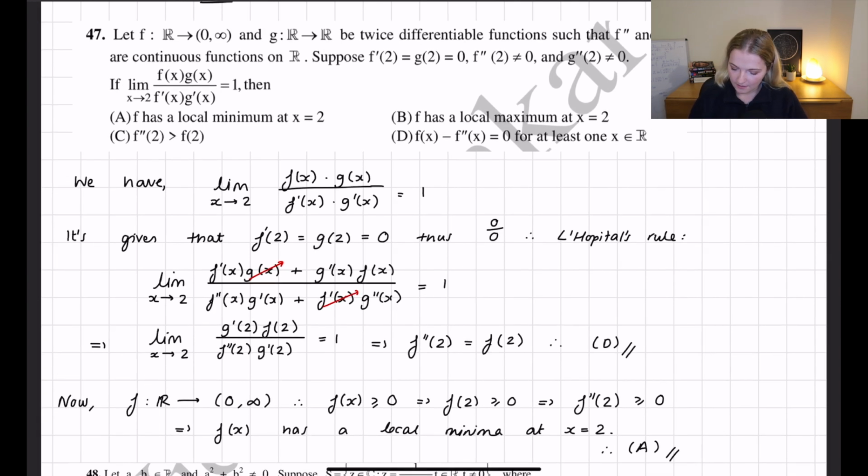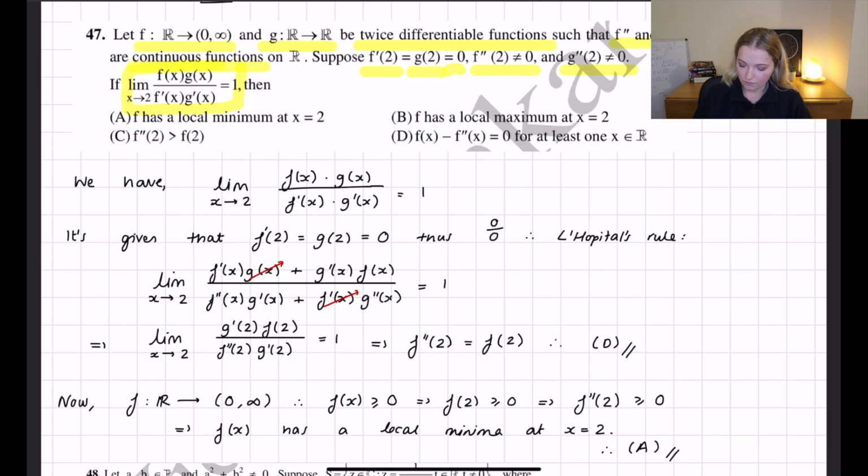All it's saying is that we have a function f and a function g. They're both twice differentiable functions. We're told that f double prime and g double prime are continuous functions. We are also told that f prime at 2 and g at 2 equals 0. It says if this is true, so if the limit equals 1, then what happens?